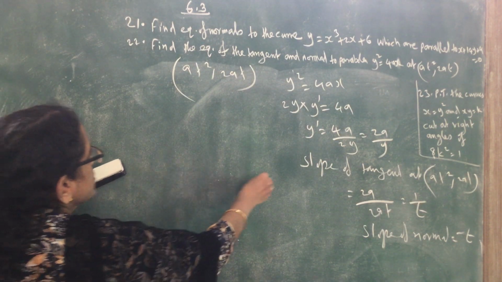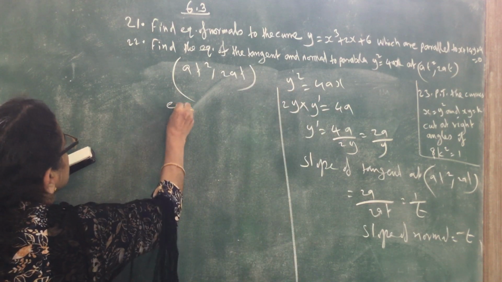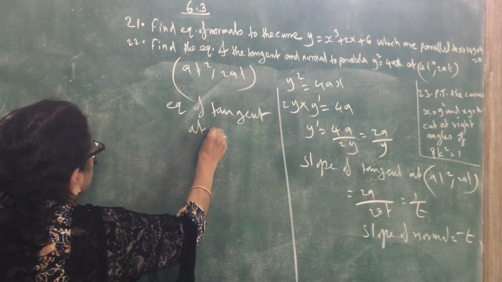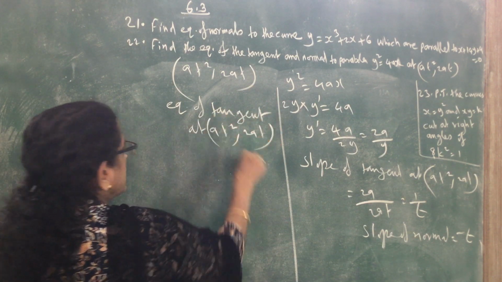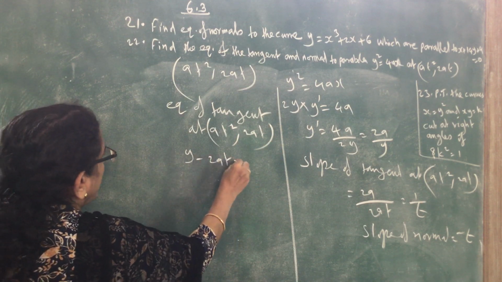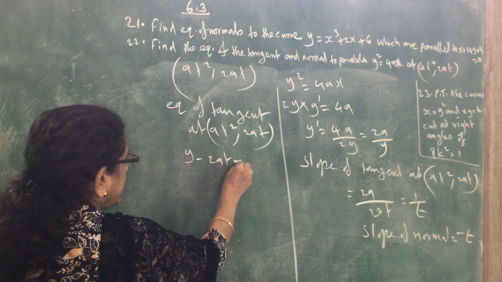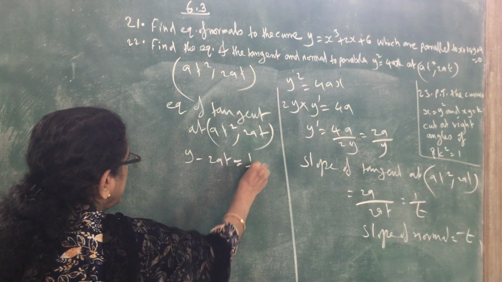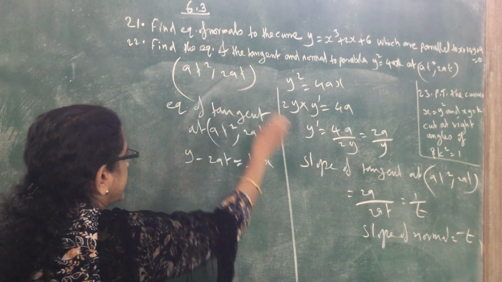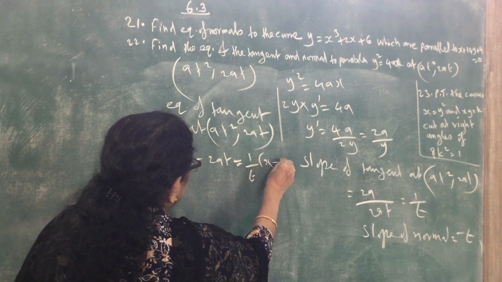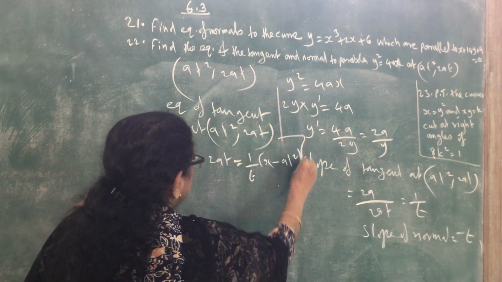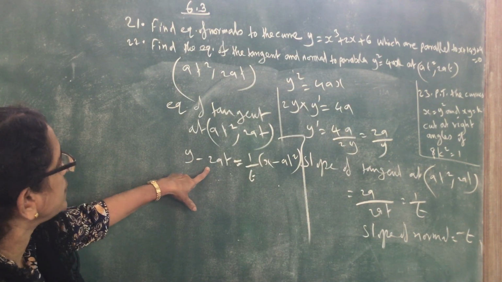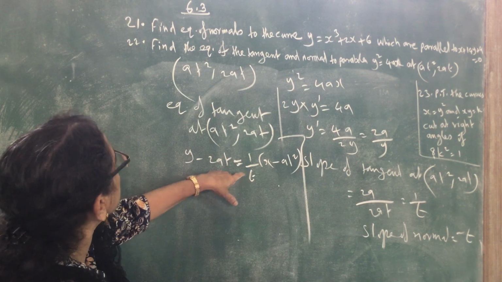Now the equation of tangent at (at square, 2at): y minus y1, that is y minus 2at, equals the slope of the tangent, 1 by t, into x minus x1. x1 is at square, so x minus at square. This is the equation of tangent: y minus 2at equals 1 by t into x minus at square.